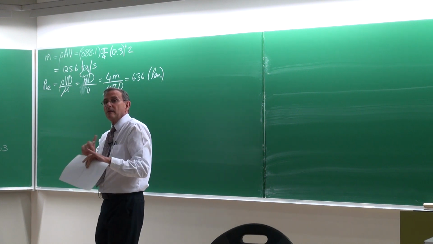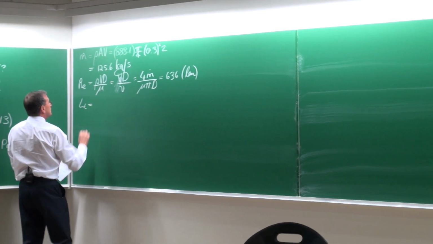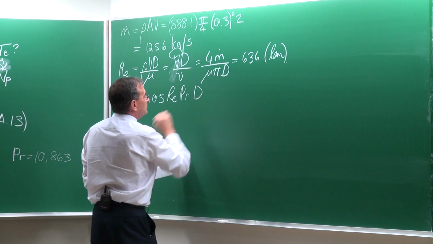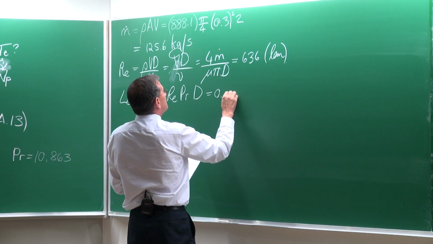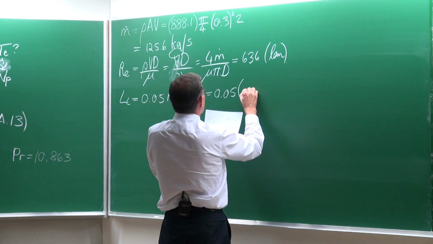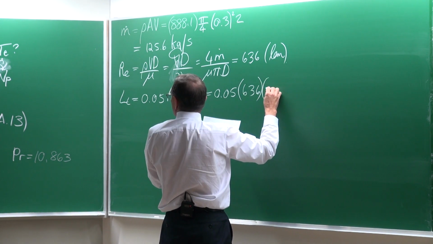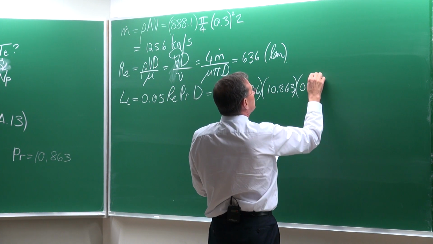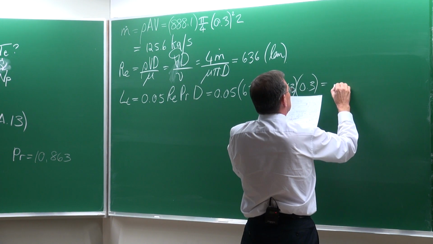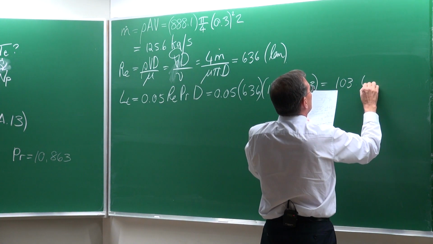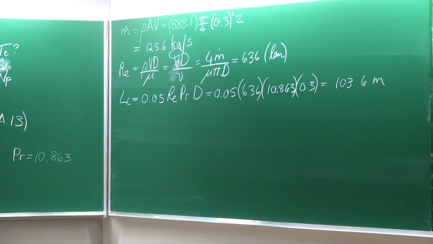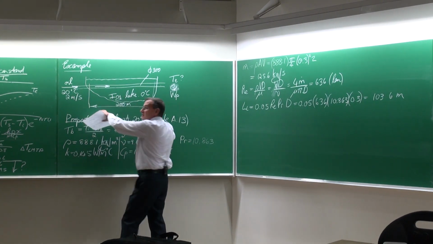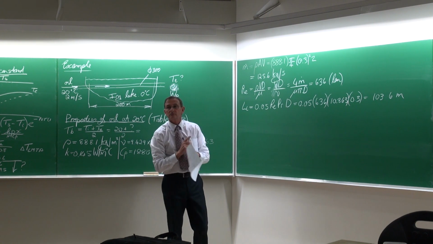Okay. Now, something that we also need to know is how long the flow takes to become thermally fully developed. And that is equal to 0.05 Reynolds Prandtl multiplied by the diameter. It is equal to 0.05 multiplied by the Reynolds number, which is 636, the Prandtl number is 10.863, multiplied by the diameter, which is equal to 0.3. And that is equal to 103.6 meters. Okay? Now take note, this length is 200 meters. Do you agree up to now?